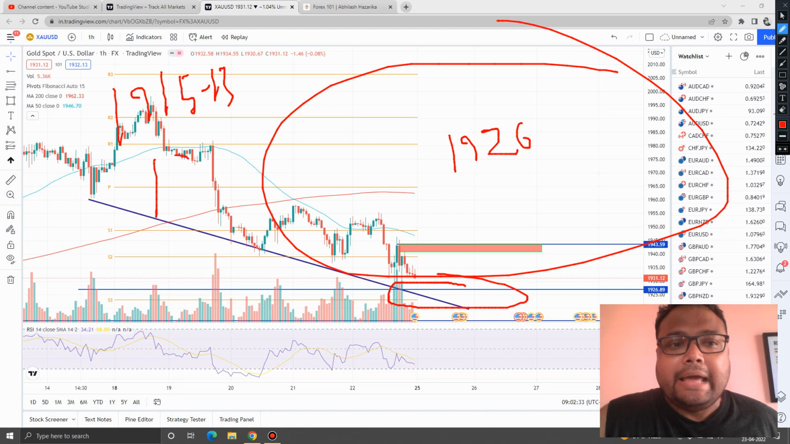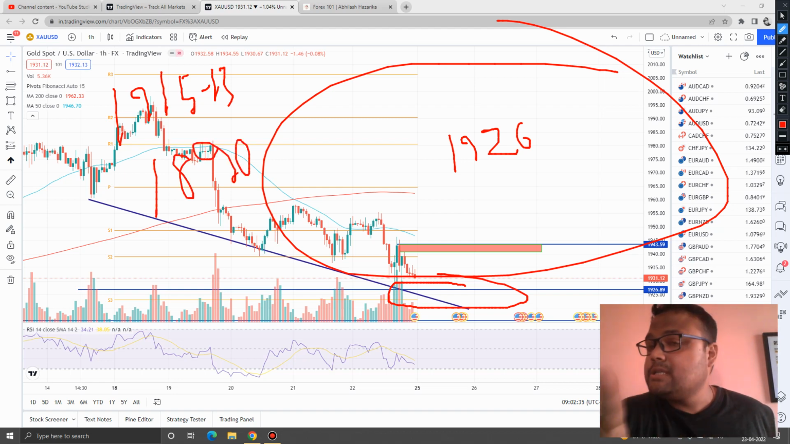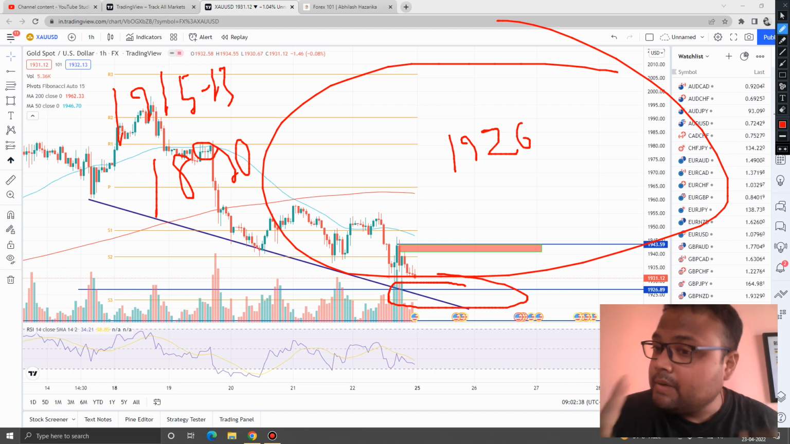The strong support zone is 1915 to 1913. And then we have 1890. These two are the strong support zone. This is not a strong support zone. So follow proper risk management.